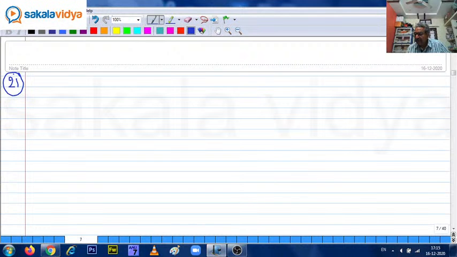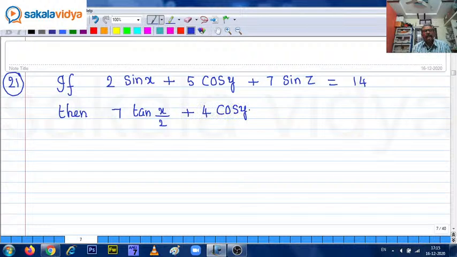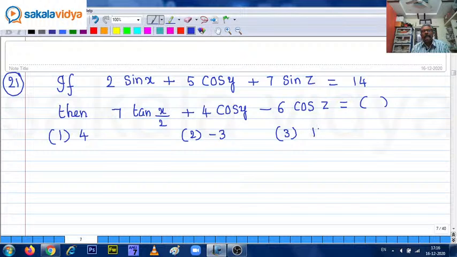Now the 21st problem. Let us move to the 21st problem now. If 2 sin x plus 5 cos y plus 7 sin z equals 14, then 7 times tan of x by 2 plus 4 cos y minus 6 cos z equals: first option 4, second option minus 3, third option 11, fourth option 5.